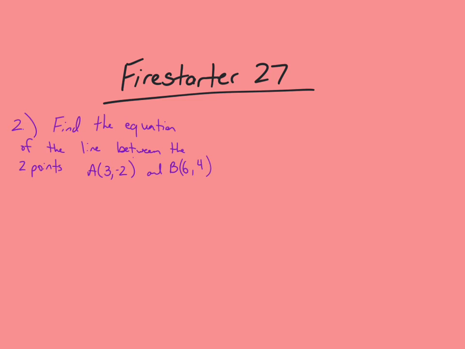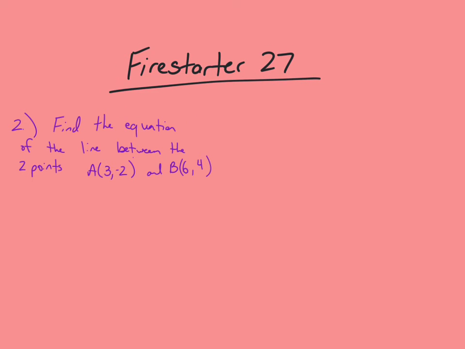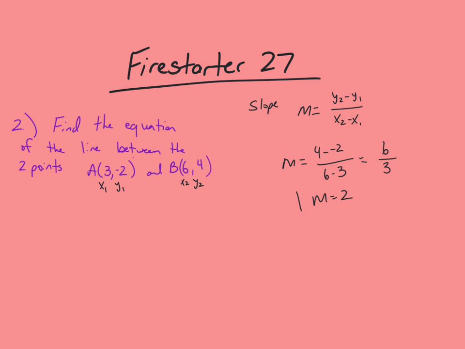Alright, number 2, find the equation of the line between the 2 points. Remember, slope is y2 minus y1 all over x2 minus x1. So I'm going to call this one x1, y1, and this one x2, y2, and plug it in. M is going to be 4 minus negative 2 all over 6 minus 3. I do the top by itself, I get 6. 4 minus a negative, it's like adding. 6 minus 3 is 3. So my M is equal to 2.